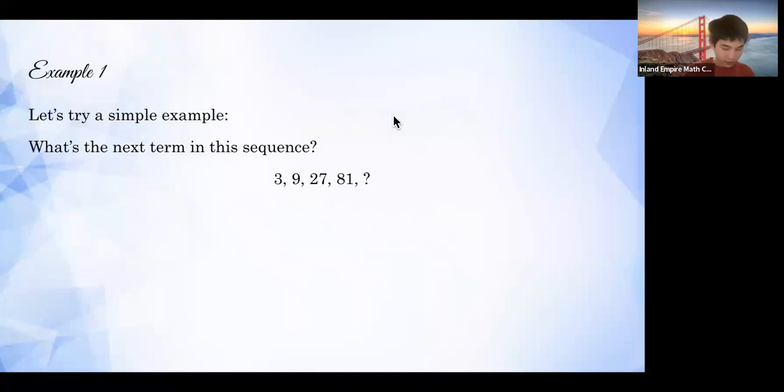81 times 3 does not equal 323. I think you multiplied the 8 here by 4. Yeah, 243. Did everyone see how Jasper got to that conclusion?